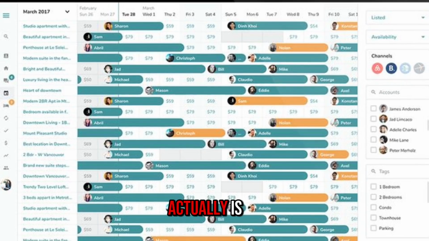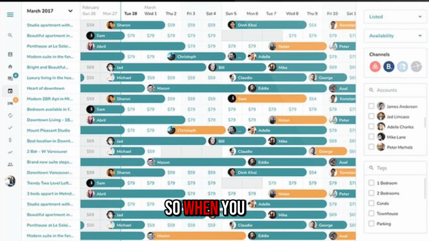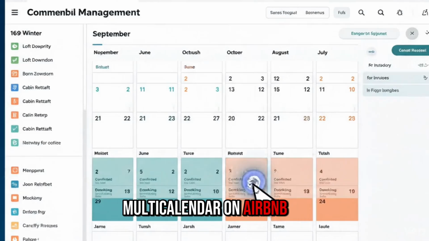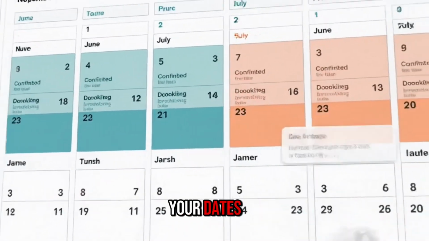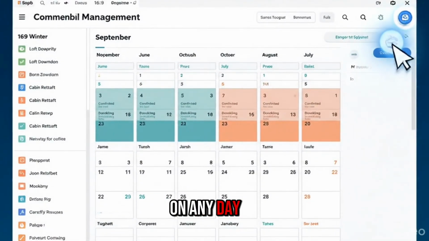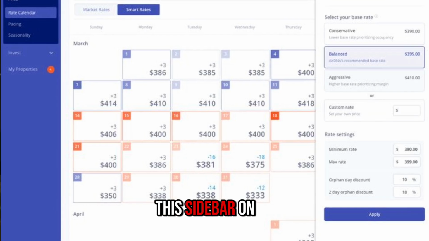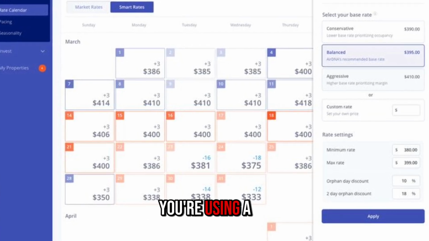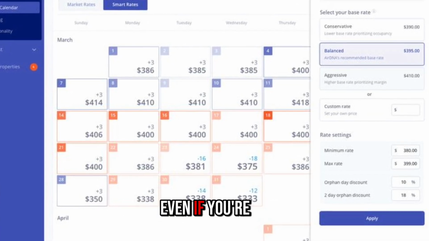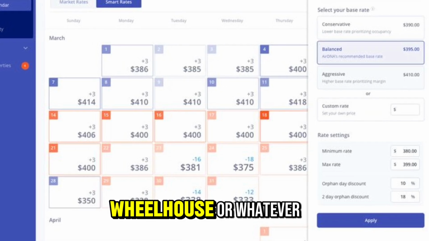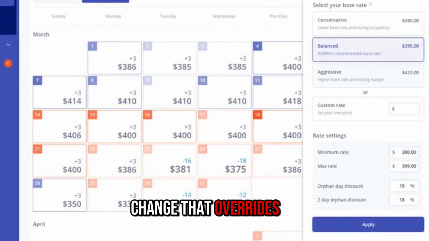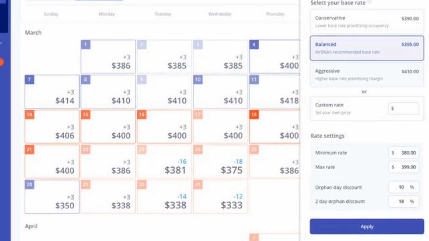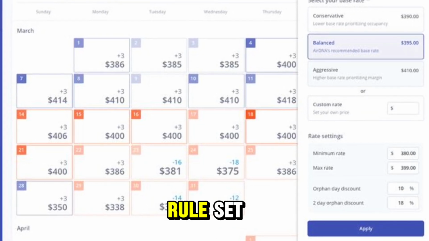So let's start with the Airbnb calendar itself, because honestly, most hosts have no idea how powerful this thing actually is. When you go to your multi-calendar on Airbnb, the one that shows all your dates, and you click on any day, it opens up this sidebar on the right. Even if you're using a channel manager, like PriceLabs or Wheelhouse, you can still make one critical change that overrides everything else. And that change is called a rule set.